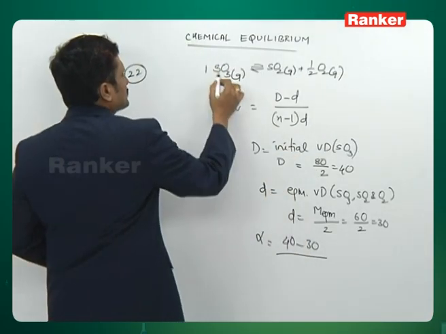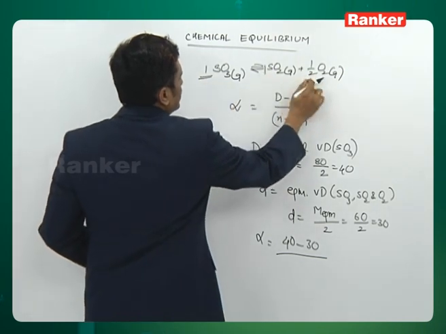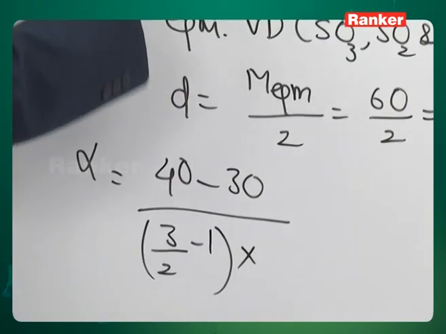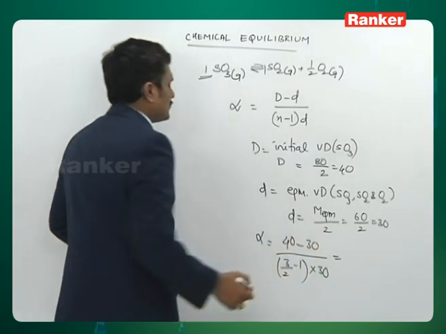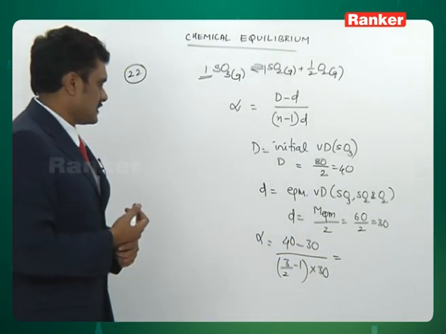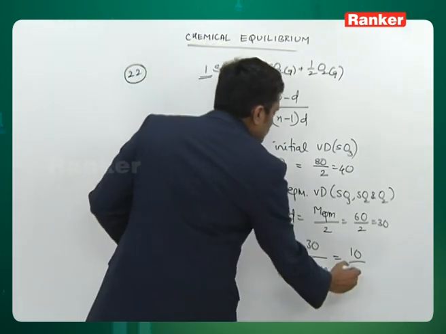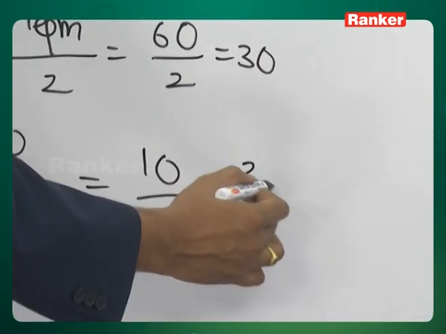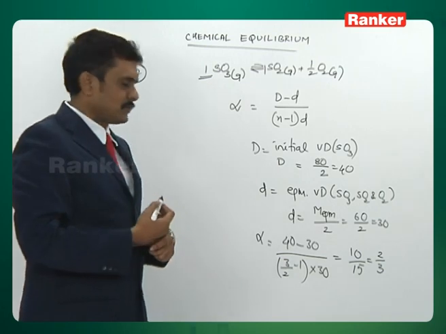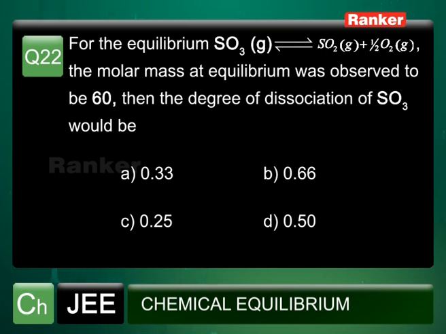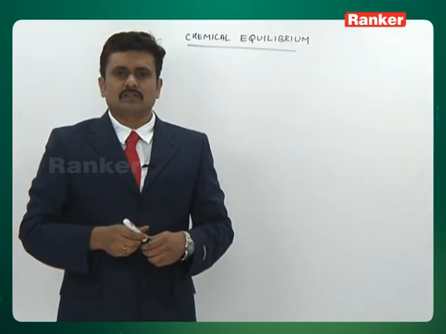The number of moles of the products produced from 1 mole of SO3 is 1.5 or 3 by 2, into the small d, which is again 30. So this is the expression we have for alpha. That means when we simplify, we are going to get this as 10 upon 15, or 2 upon 3, that is 0.66. So the correct answer for this given question is option B, that is 0.66 or 66% dissociation has taken place.